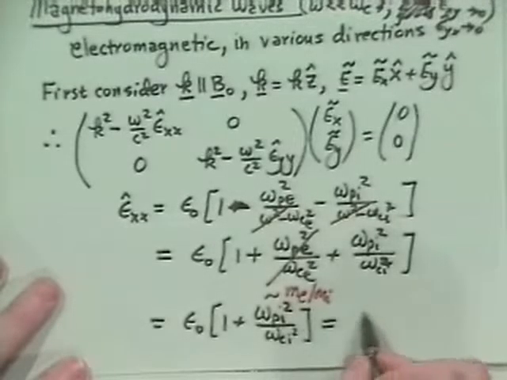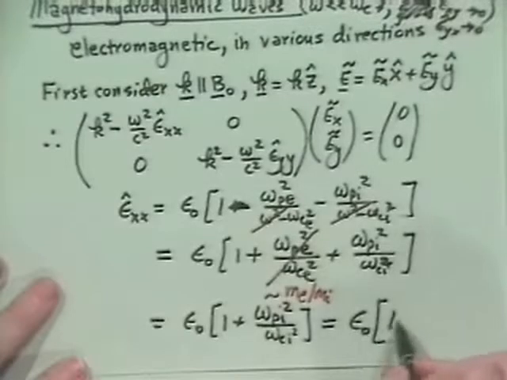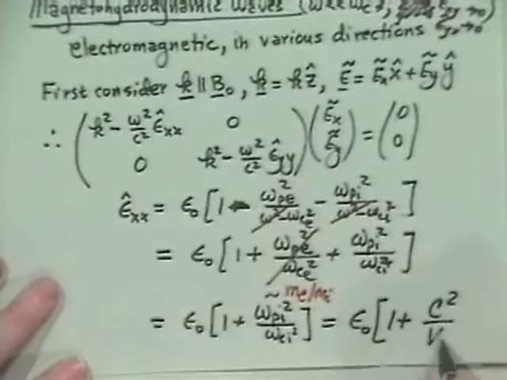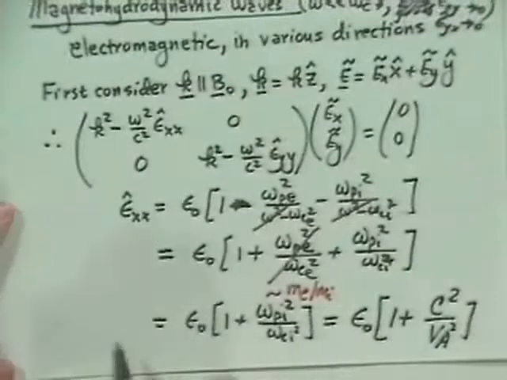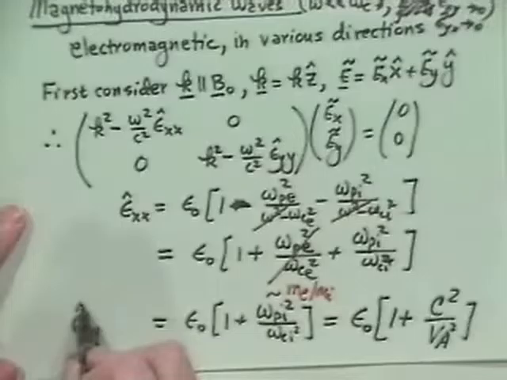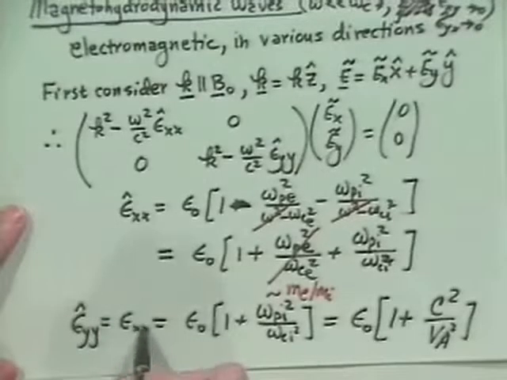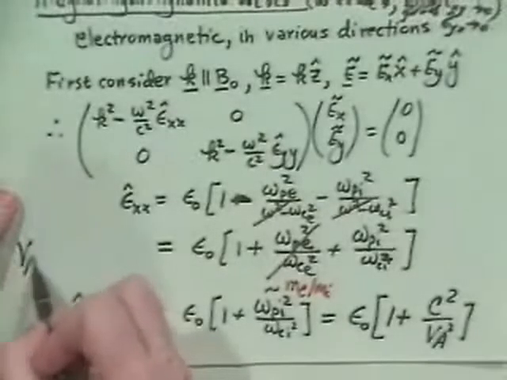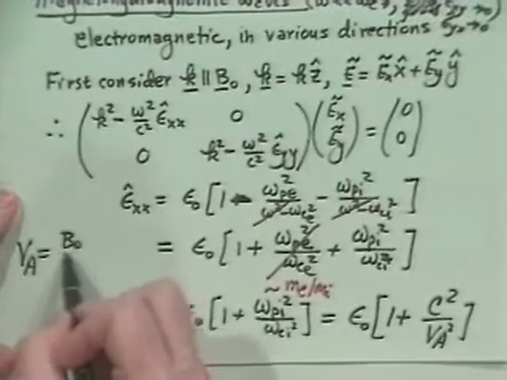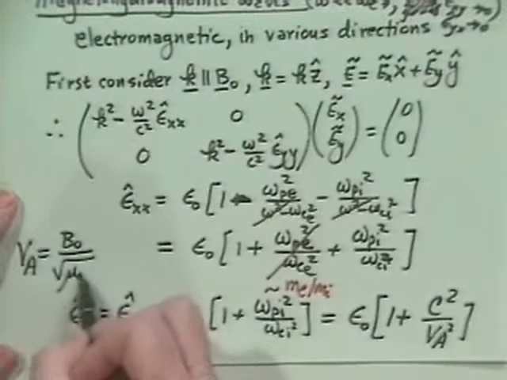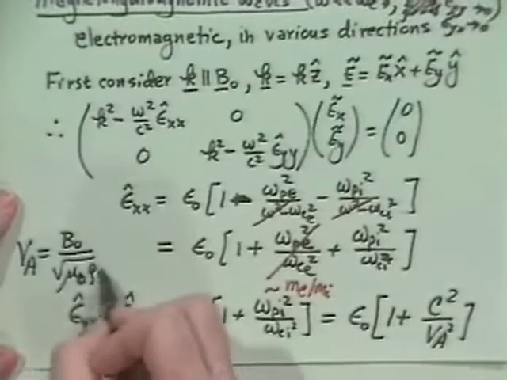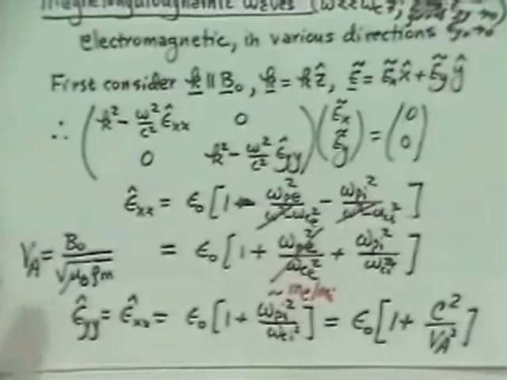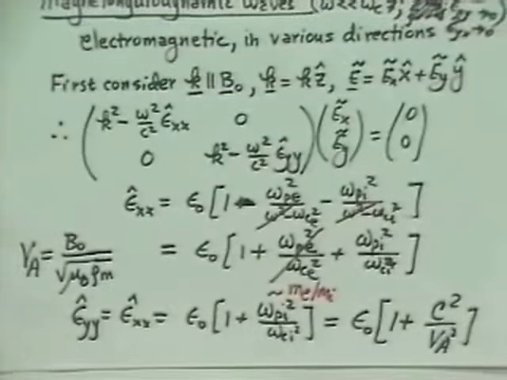And if you go back to what we talked about a few lectures ago about the dielectric constant, this is 1 plus c squared over v Alfvén squared. And this is epsilon, it turns out it's also epsilon YY, epsilon XX hat. And just notationally, I see that I should define that the Alfvén speed is B naught over square root of mu naught rho mass. So this was the low frequency dielectric constant that we talked about before.